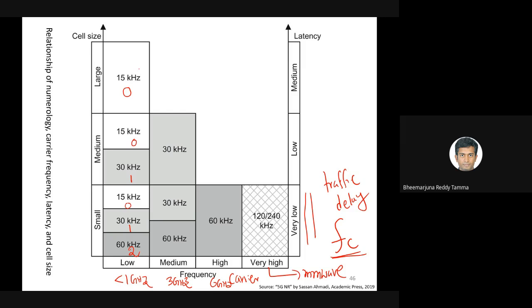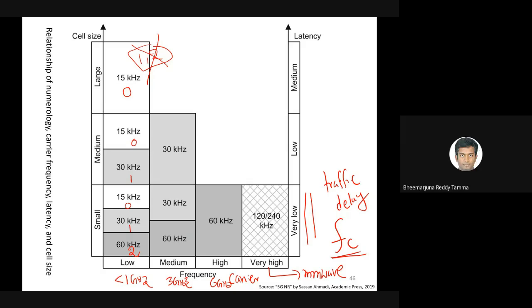Do you know why we have not written numerology 1 and 2? Why we have not written these two here? When it is a large cell, why should we not be using numerology 1 and 2? When the cell size is larger, I was just explaining what happens as the cell size grows.